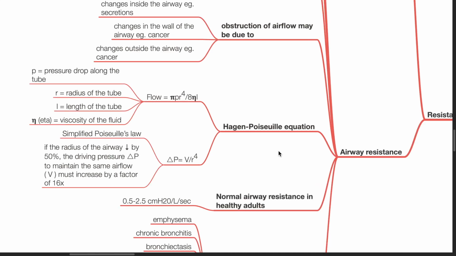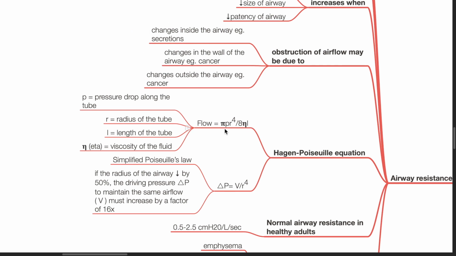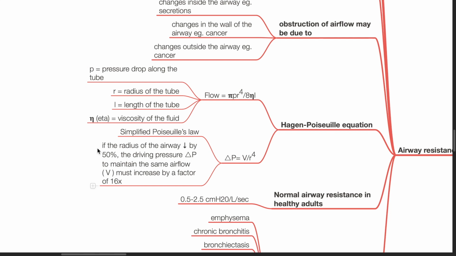The Hagen-Poiseuille equation is flow equals pi P r to the power of 4 divided by 8 eta L, where P equals pressure drop along the tube, r equals radius of the tube, L equals length of the tube, and eta equals the viscosity of the fluid. The simplified Poiseuille's law, which is change in pressure equals V divided by r to the power of 4, indicates that if the radius of the airway decreases by 50%, the driving pressure P to maintain the same airflow V must increase by a factor of 16 times.